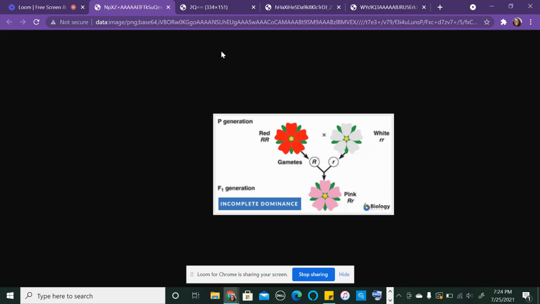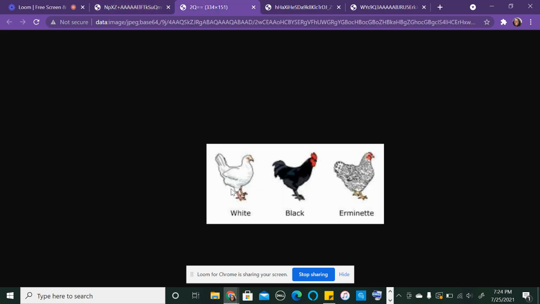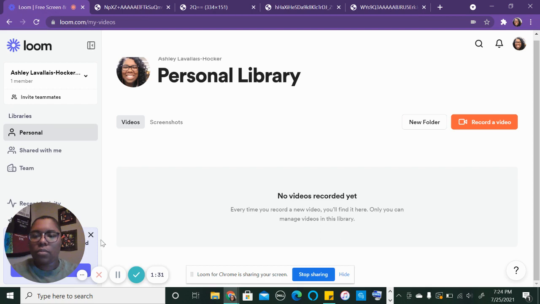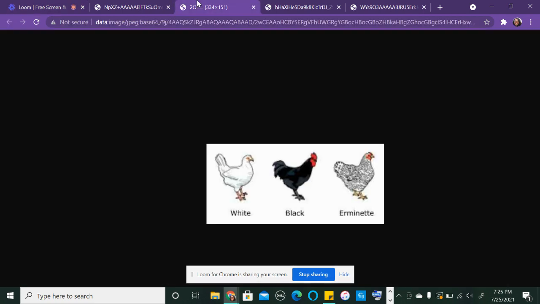For our next type of genetics, which is codominance, that is where both alleles are expressed equally. So not like incomplete dominance where they blend together, each one is expressed equally. So we study codominance mostly in animals. We study incomplete dominance mostly in flowers.